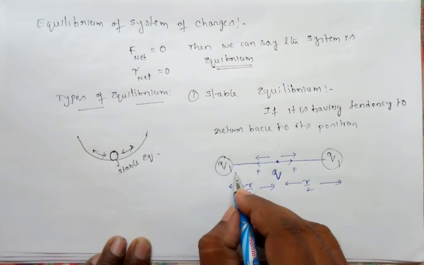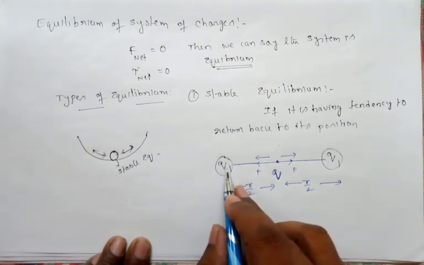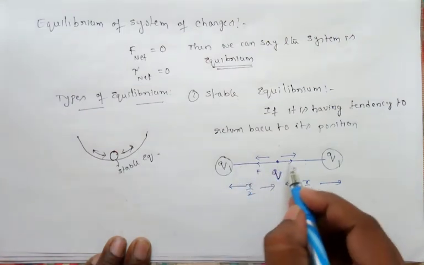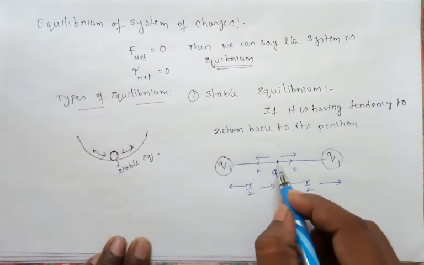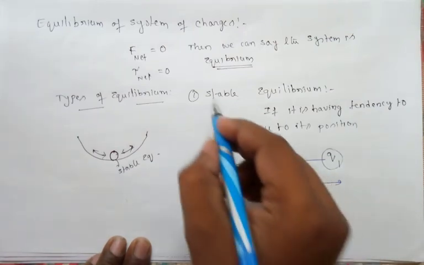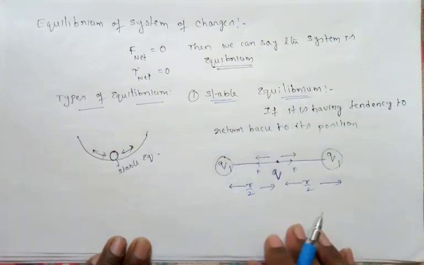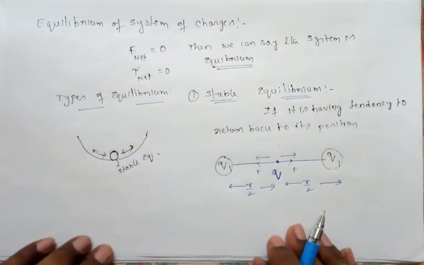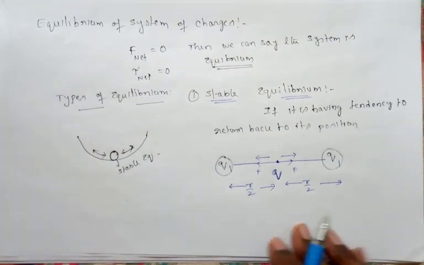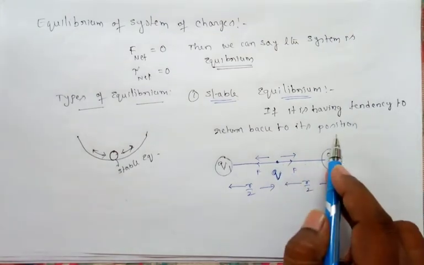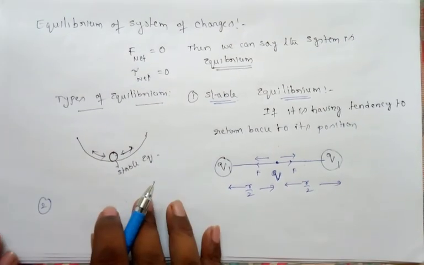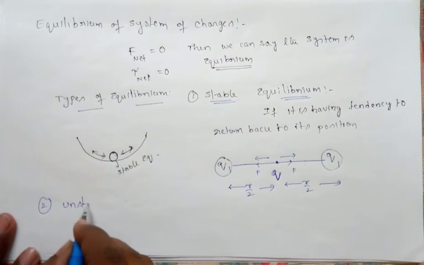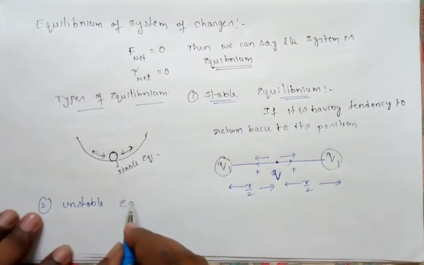If you disturb it to the left side, again the repulsive force exerted by this charge increases, and again it will come back to the same position. So whether you move it this side or that side, it reaches back to the same initial position. Then we can say this type of equilibrium is stable equilibrium. If it does not have a tendency to return back to its position, that is unstable equilibrium. So next you can take unstable equilibrium.